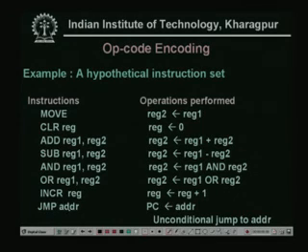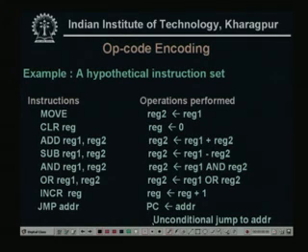Whatever be the condition, irrespective of the condition, always this is a jump to this address. So, I have these 8 instructions. That means I consider one machine which allows these 8 primitive instructions. Now, move operation means the content of register 1 is moved to register 2.